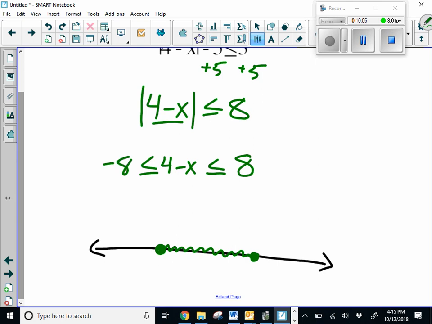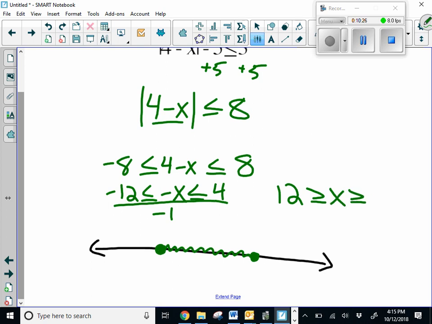All right, now let's get the x alone. So we subtract 4. So that'd be negative 12 is less than or equal to, don't forget that negative, x less than or equal to 4. Then we divide everything by negative 1. And when we do that, don't forget those inequalities flip. So we have 12 is greater than or equal to x is greater than or equal to negative 4.